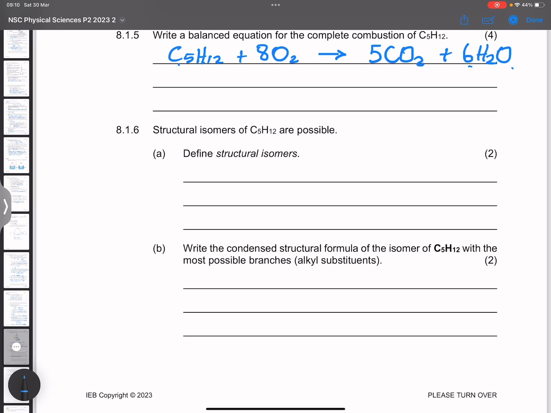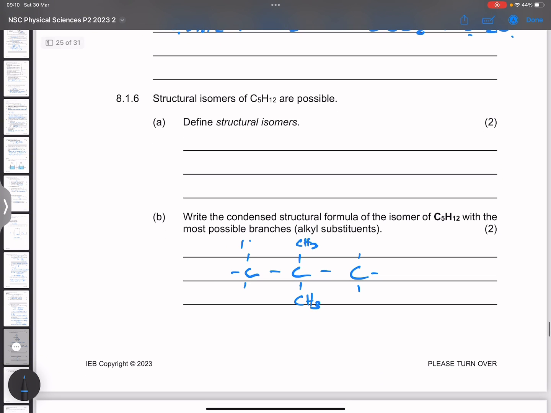Okay, so I think the one that would have the most branches, I think it would be 3, right? And let's see, I think we can put the one branch here, the other branch there. Okay, so this is what it would look like. Now they said to write it in condensed form, right? So what we need to do is write it in the condensed form.